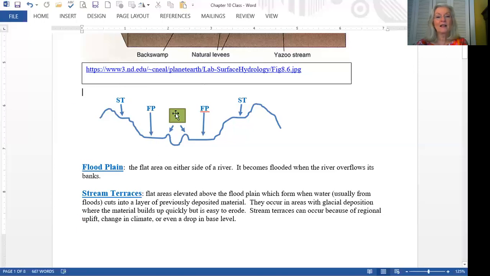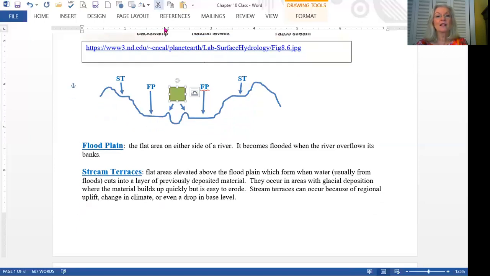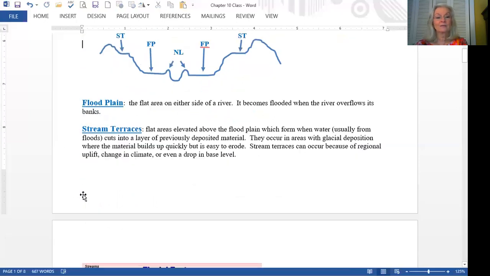And then the last thing in our graphic, and we'll reveal it, is the natural levee, that elevated area on either side of the stream channel. So if I gave you this drawing, you ought to be able to pick out these different places on it and identify them for me. So this is the version of the graphic as opposed to the prettier one with all the colors.